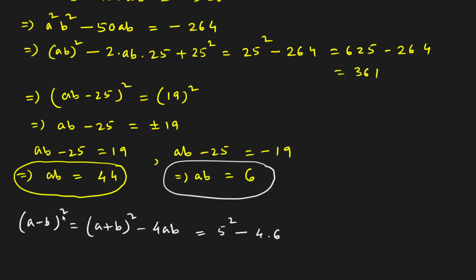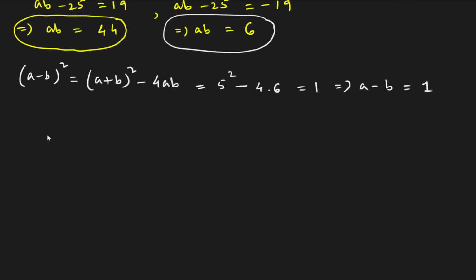And what is the left hand side? It is a perfect square. So a square term cannot be negative. So from here also you can understand that 44 we cannot take. So it's 25 minus 24, 1. So this implies our a minus b equals how much? 1. Okay, a minus b is equal to 1.